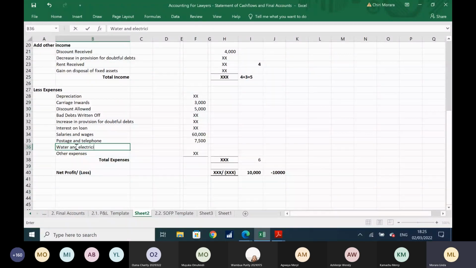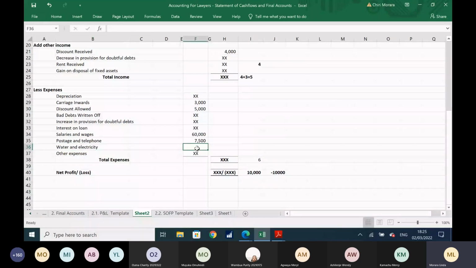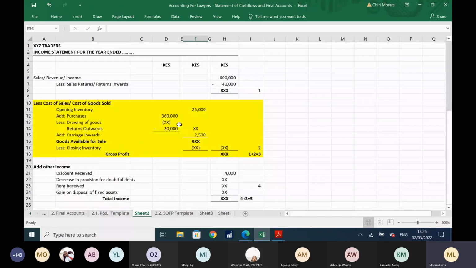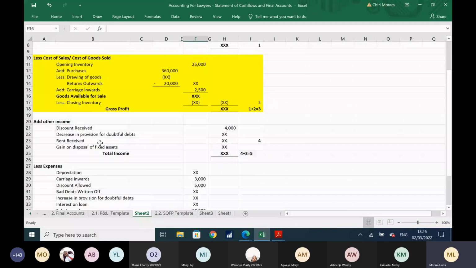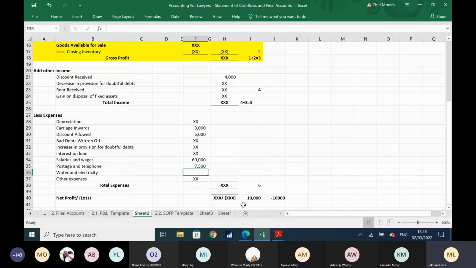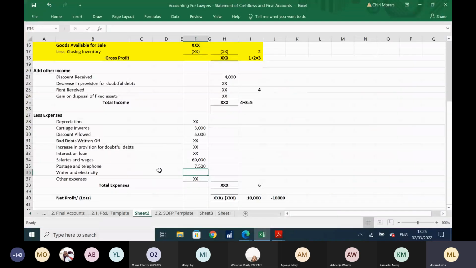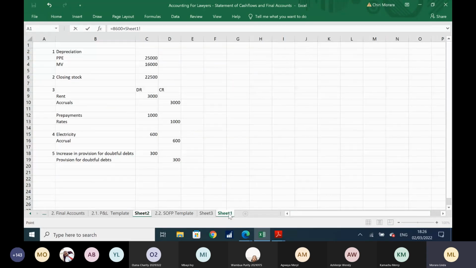As you're doing this, you should be remembering that you had the additional information. So whenever you're dealing with an item that was adjusted, remember to adjust it. For example, we have our water and electricity, which is 8,600. But then there was something touching on it in the additional information, where we needed to expense more electricity by 600 there.